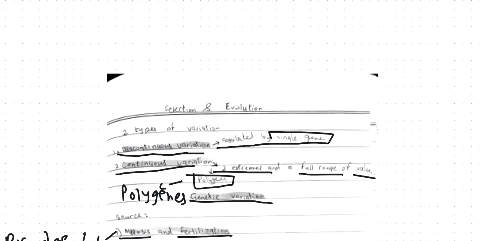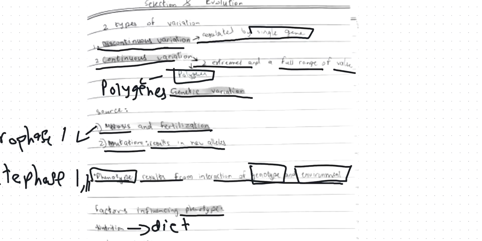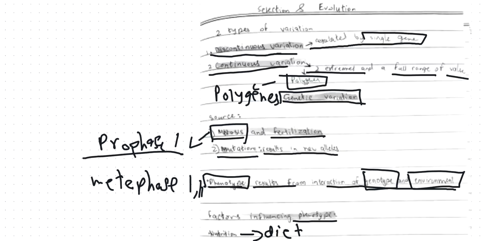Let's start again. So discontinuous variation is caused by a single gene. Continuous variation is caused by polygenes. And there are a number of ways you can have genetic variation. The first one is by meiosis. Meiosis happens in prophase 1. The genetic variation happens in prophase 1 and metaphase 1 and 2 of meiosis.